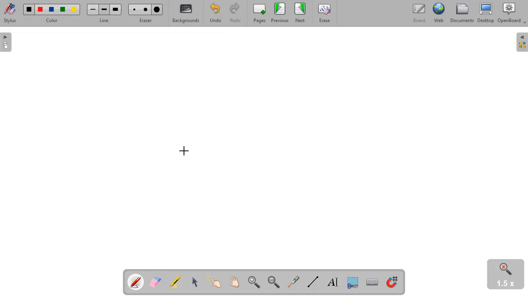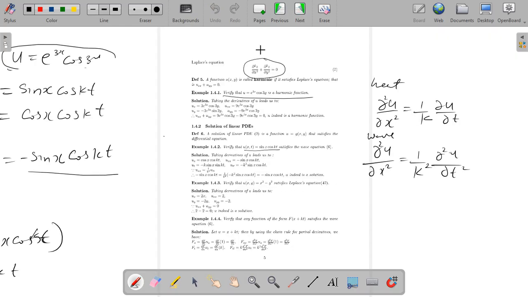My board is lost. Let's go to the next page and go to the previous page. Okay, so this is my board. So indeed, this u equal to sine x cos kt is the solution.